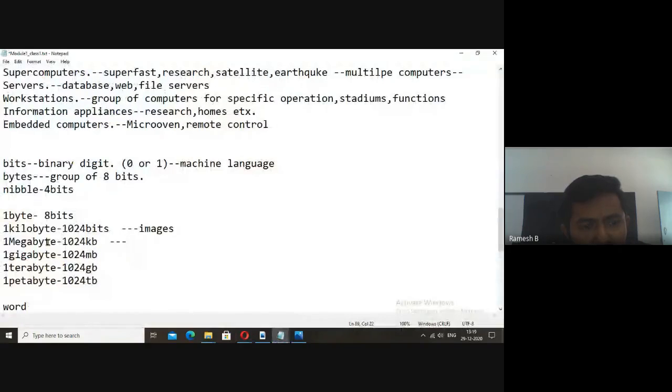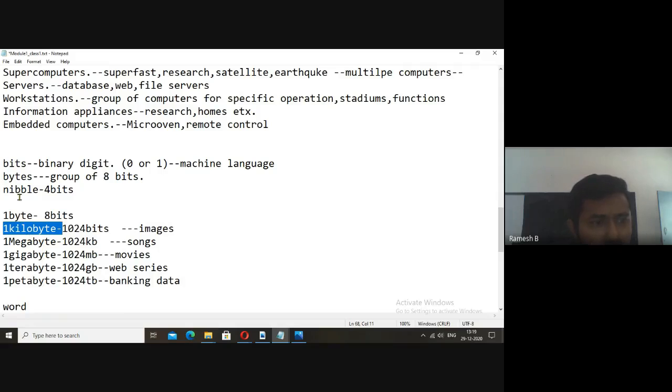Next, we'll be having MBs. Songs will be in MBs. Now gigabytes: movies will be in gigabytes. Similarly terabytes, maybe web series will be in terabytes. Petabytes, for example banking data.